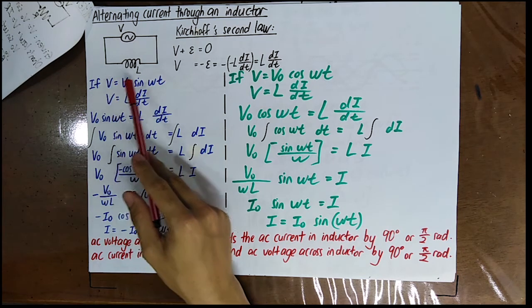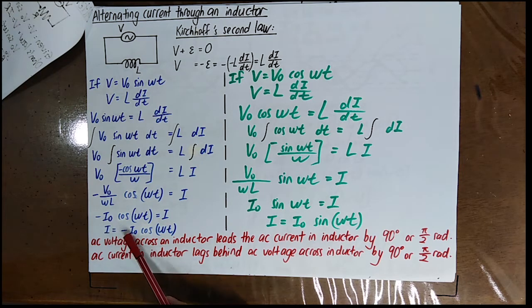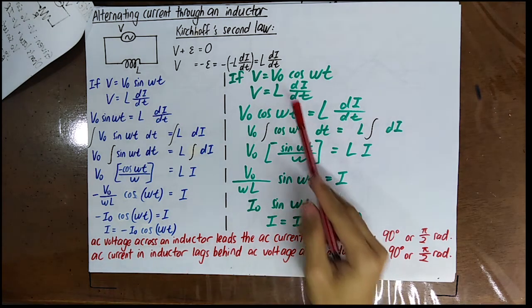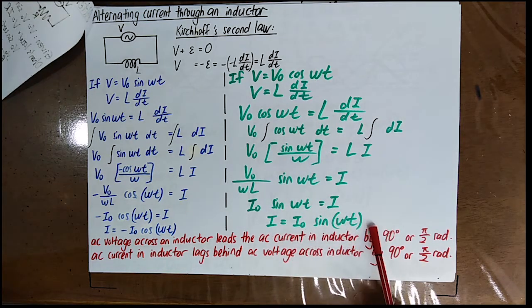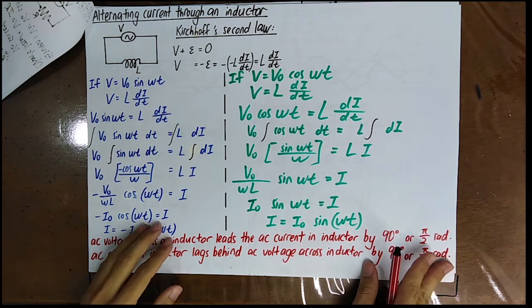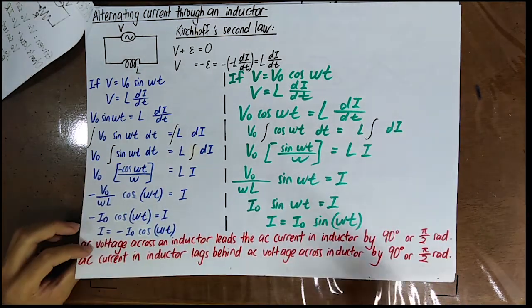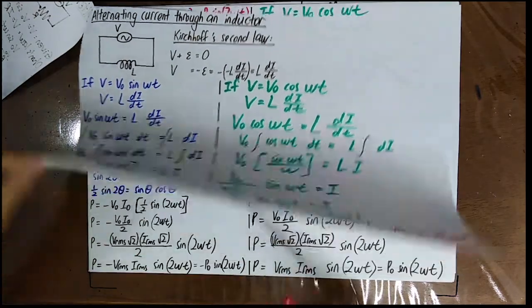If V is a sine function, I is a negative cosine function. If V is a cosine function, I is a positive sine function. So you know that in an inductor, the alternating voltage across the inductor leads the alternating current in the inductor by 90 degrees or pi over 2 radian. Okay, when V is a sine function, I is a negative cosine function.